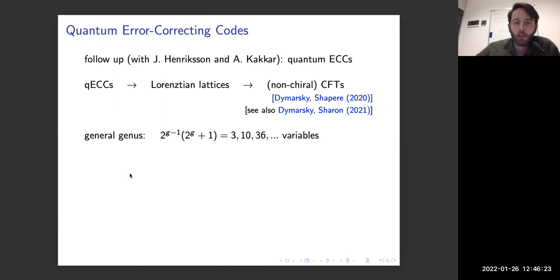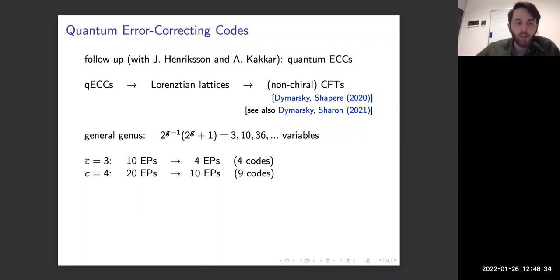And instead of 2 to the G variables, here we end up with a lot more variables. So Genus 2, we already have 10. And we can do the same algorithm. For instance, at c equals 3, there's 6 fake theories. And we find actually at Genus 1, but we actually find that Genus 2 completely fixes everything and converges immediately to the set of codes.